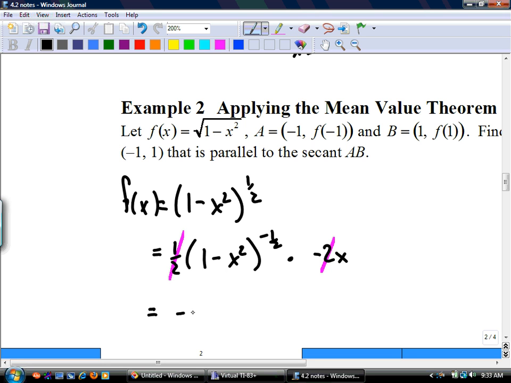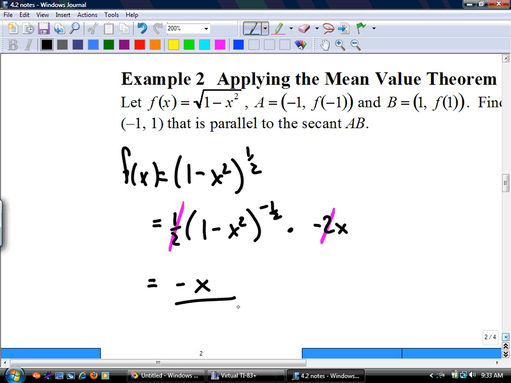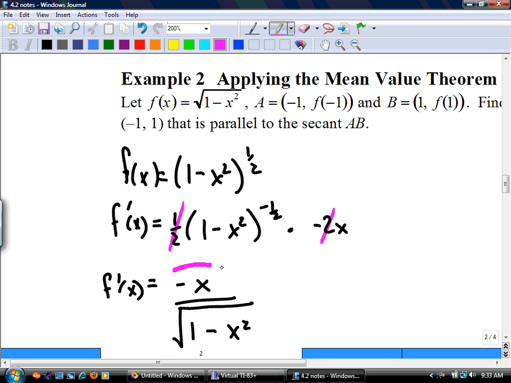So you get negative x over the square root of 1 minus x squared. Okay, 2 kinds of critical points. Tell me what value of x makes the top equal 0. Tell me what values of x make the bottom equal 0.